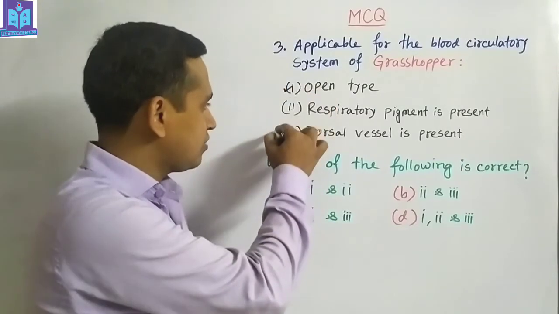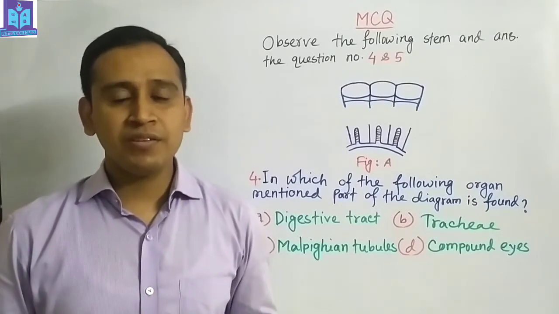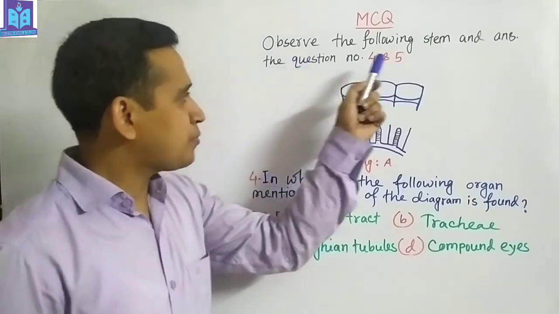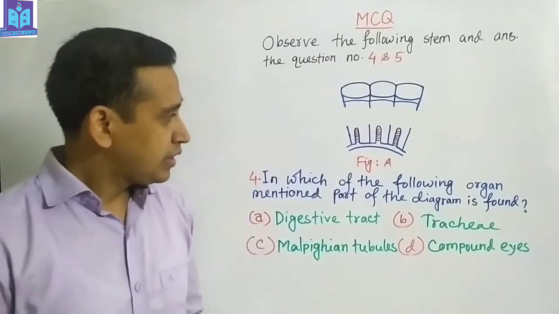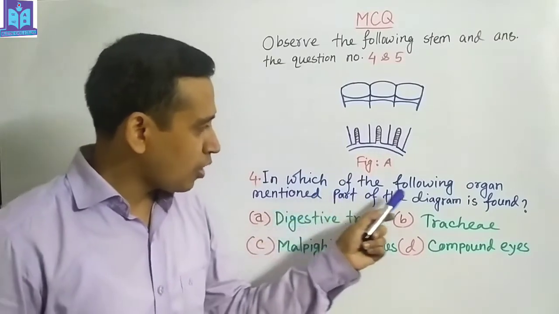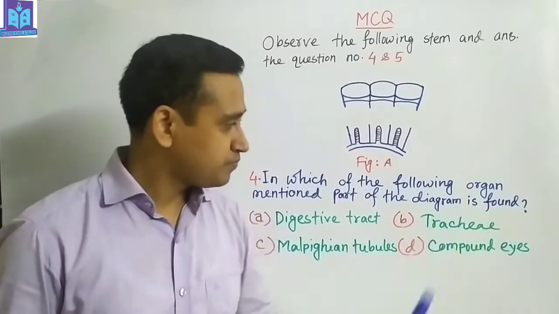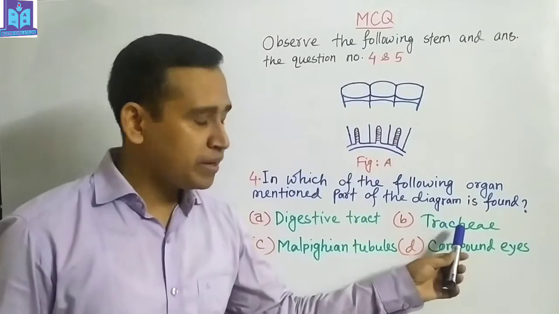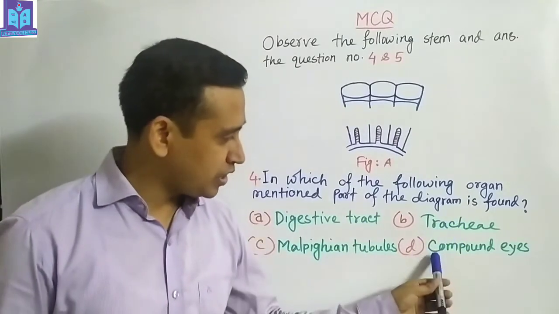Dear learners, now we are going to solve the situation set based MCQ. Look at the board. Observe the following step and answer the question number 4 and 5. Here is a diagram, and question number 4 is, in which of the following organ the mentioned part of the diagram is found? The options are option A, digestive tract, option B, trachea, option C, Malpighian tubules, and option D, compound eyes.